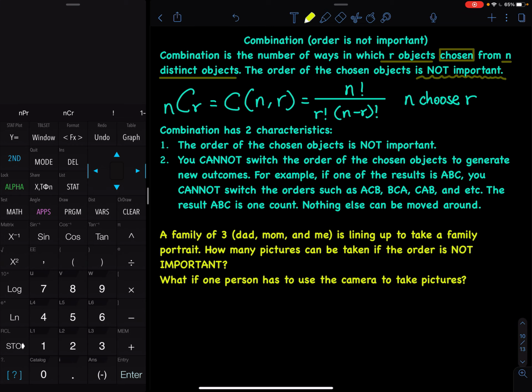So let's take a look at this simple example. A family of three, dad, mom, and me, is lining up to take a family portrait. How many pictures can be taken if the order is not important? When the order is not important, this is a combination problem.